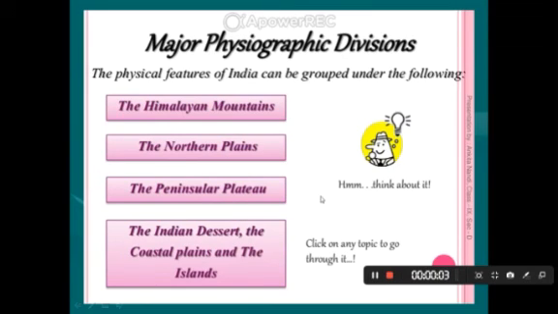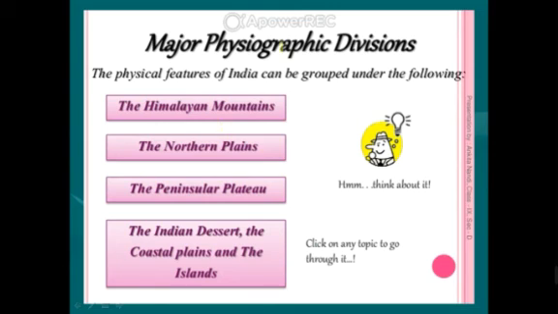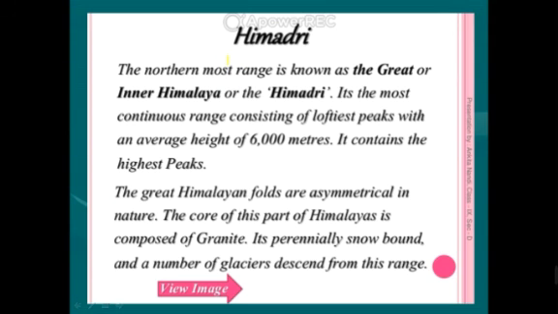The first physical division is the Himalaya mountain. So we will discuss the Himalaya mountain. The Himalaya basically divides into three parts. The first one is the main Himalaya, which contains three divisions. The first one is the Great Himalaya, and the Great Himalaya is also called Himadri.